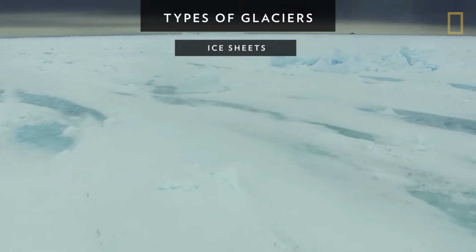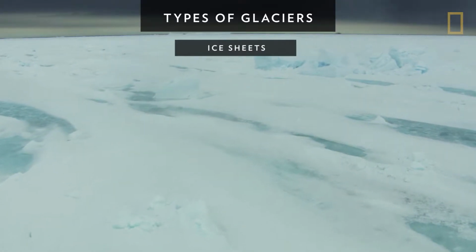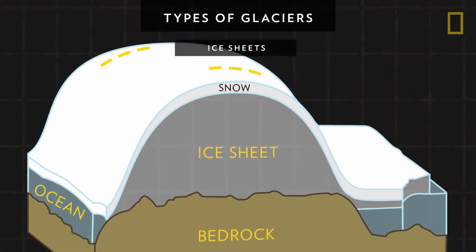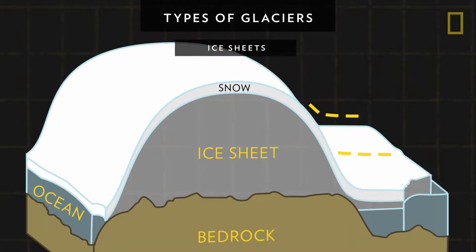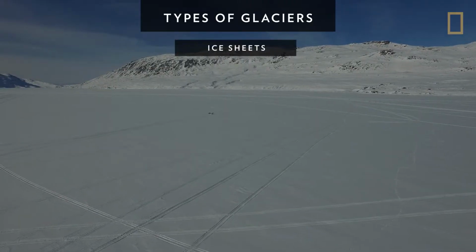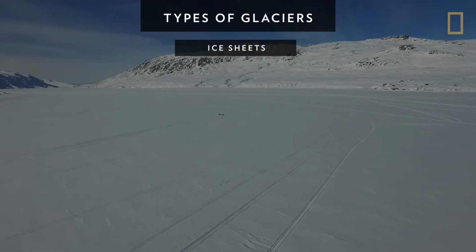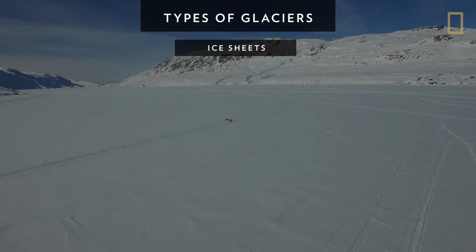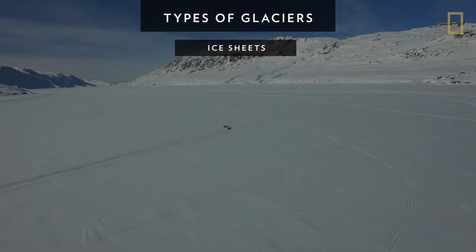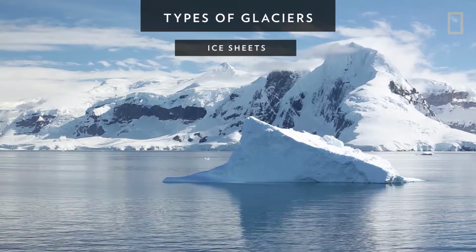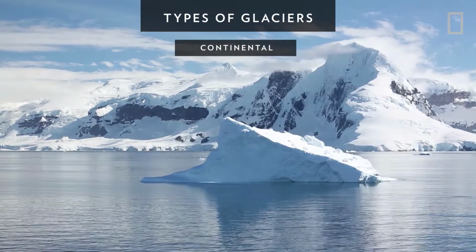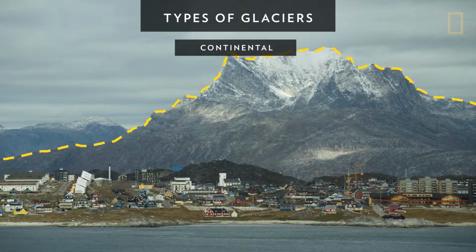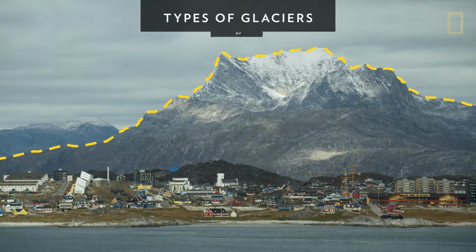Ice sheets, unlike alpine glaciers, are not limited to mountainous areas. They form broad domes and spread out from their centers in all directions. As ice sheets spread, they cover everything around them with a thick blanket of ice, including valleys, plains, and even entire mountains. The largest ice sheets are called continental glaciers. They cover vast areas, including most of Antarctica and the island of Greenland.